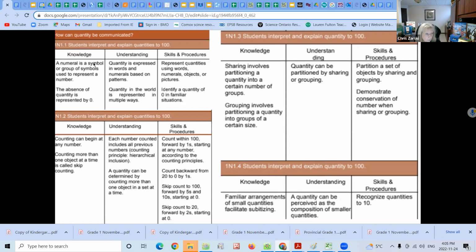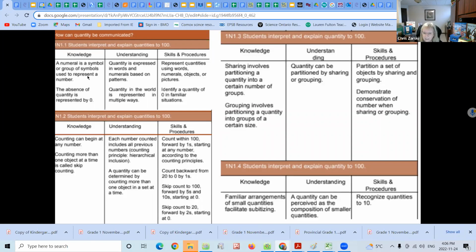So when we look at the 1.1, which is looking at basically the symbols, the grouping of symbols used to represent numbers, that would be, can I identify 3? Can I identify 15? Can I identify those numbers, right? So can I symbolically write that down? Can I even identify the word that goes along with it? And one of the questions that was asked is, do they have to know all the words to 100? And the answer is no, I don't believe so.